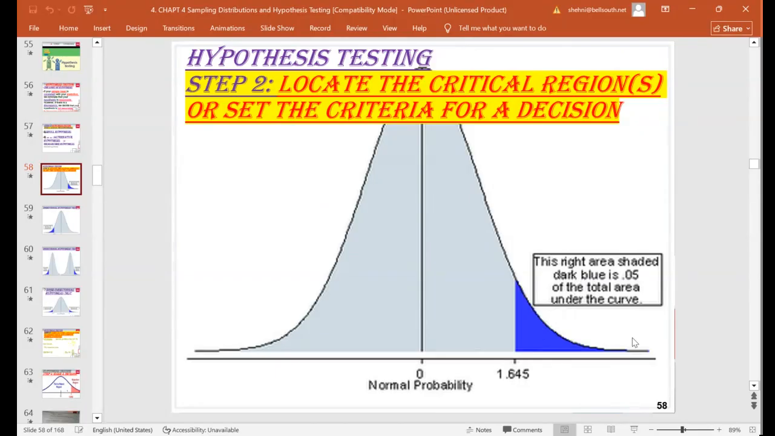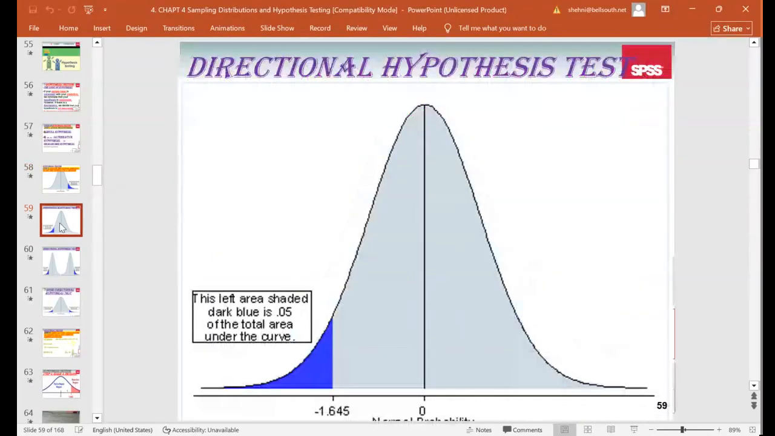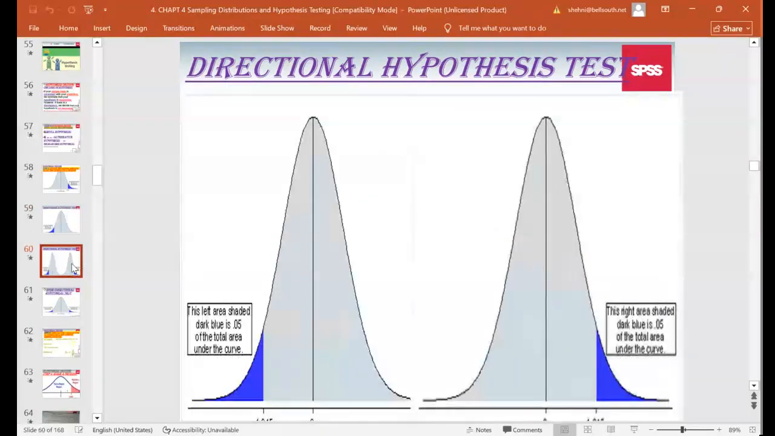If you go look at the critical value for the Z, you will see that the Z value with alpha in one tail will be 1.645. It doesn't matter whether the tail is on the right side or the left side. It'll be the same because they're mirror images with alpha 0.05. Either one.